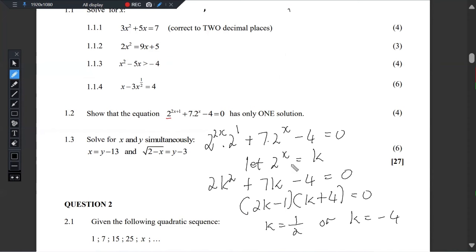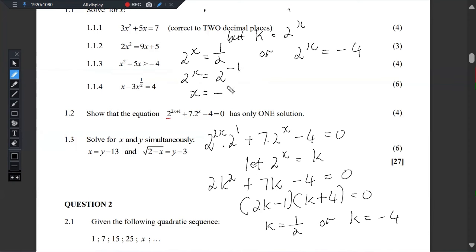We should calculate x. So you have to remind yourself that k is equal to 2 to the exponent of x. That means where there is k, I need to replace it back by 2 to the exponent of x. So 2 to the exponent of x is equal to 1 over 2, or 2 to the exponent of x is equal to negative 4. Now the 1 over 2 can be written in exponential form as 2 to the exponent of negative 1. And then x is equal to negative 1.